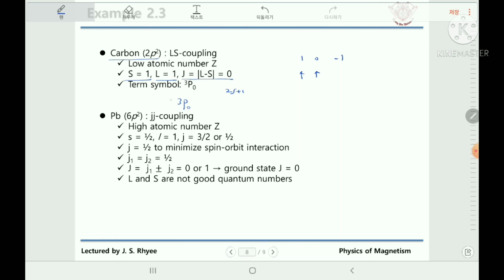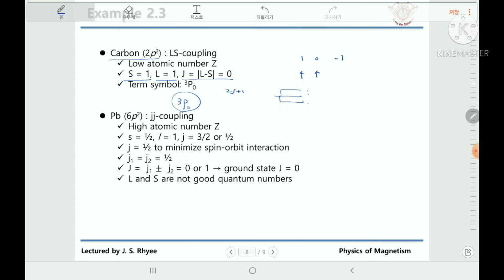Total angular momentum is 0. The term symbol is like this. When you see the term symbol, the total angular momentum is 0. There are 3 orbitals, so a 3-fold degeneracy is possible.